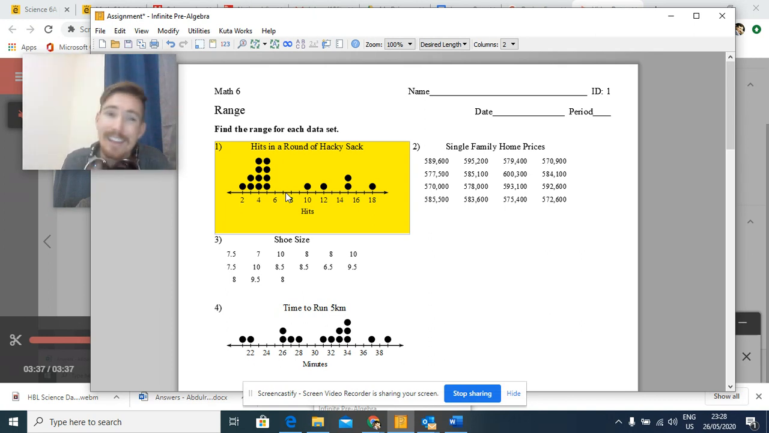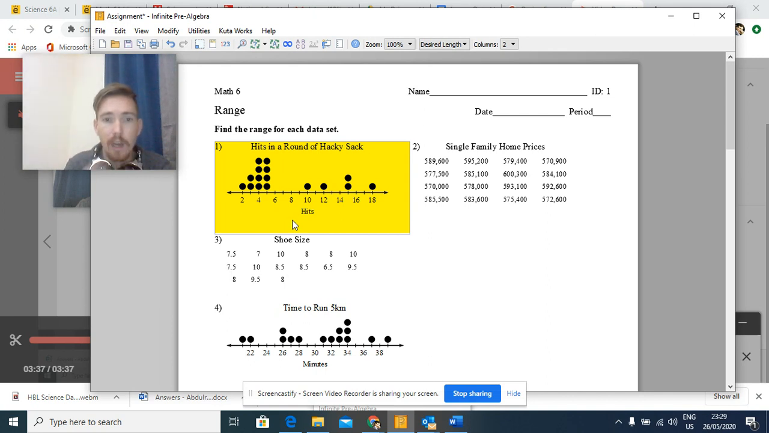You could just count. The easier way to do it is just take the highest entry of the data set and subtract it by the lowest entry in the data set. Okay, so for number 1 here, this is going to be 16 because you have the highest, which is 18, minus 2, which is the lowest. 18 minus 2 is 16. That means that all of these entries in the data set are going to be between 2 and 18. They have a range of 16.